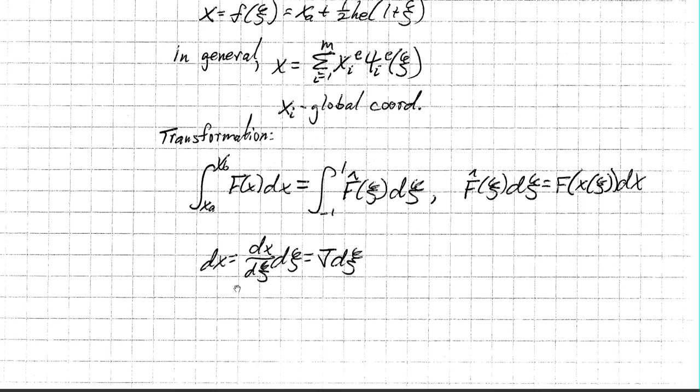The other important thing here is we've converted this function from x to ξ, but we also have dx and dξ. So dx is a function of ξ, so you have to take this derivative times dξ, where that derivative we call J, or the Jacobian.